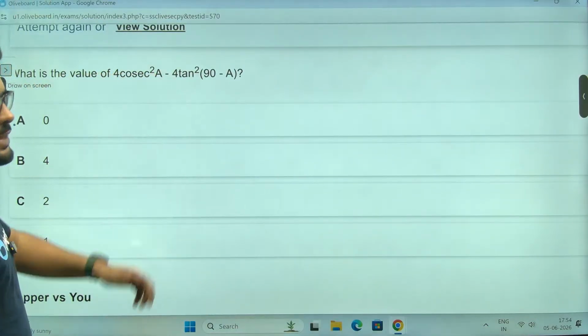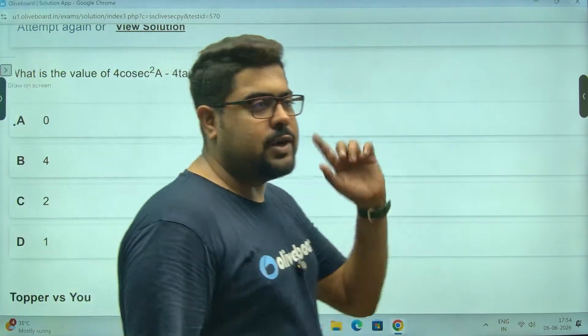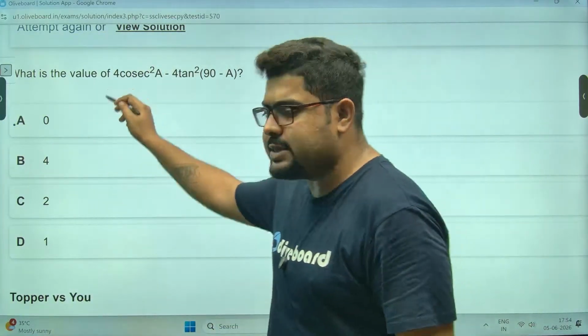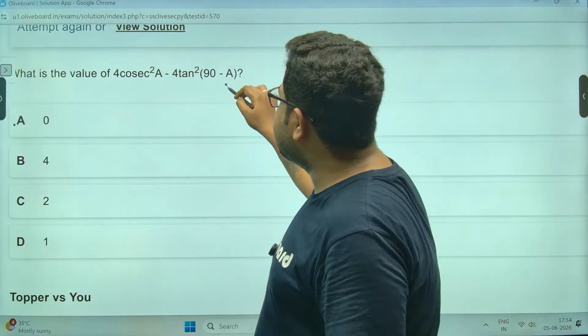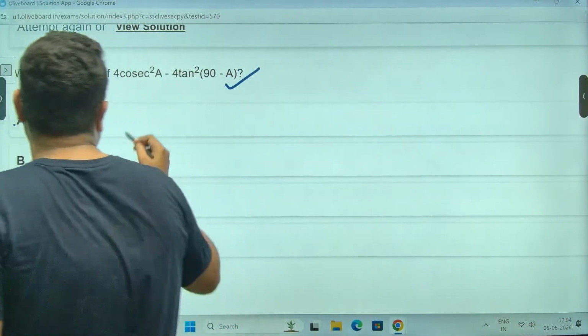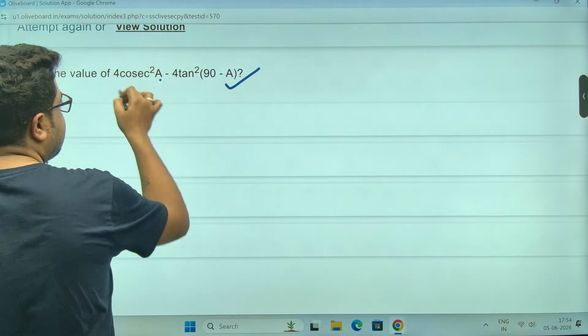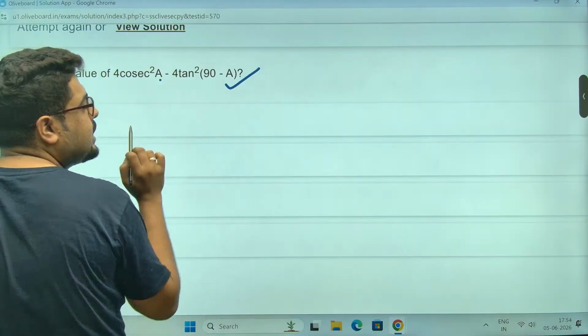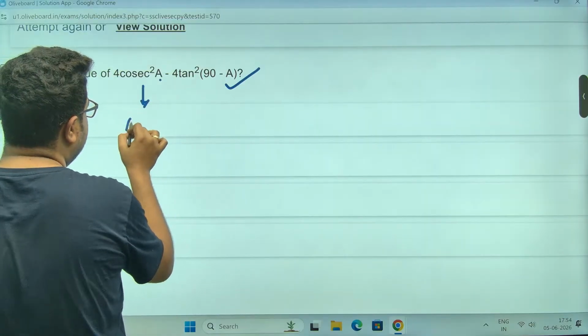What is the value of this? Now look at the options. You see, I told you guys this. When all four options are constant, meaning this value is independent of theta, or in this case, angle A, I can put any angle. I cannot put 0 because of cosec, so I'm putting A equal to 45.